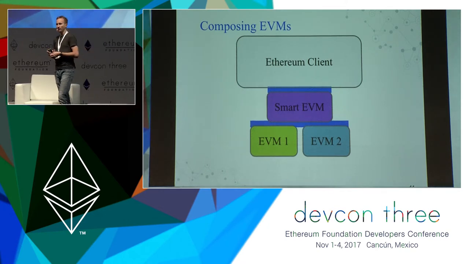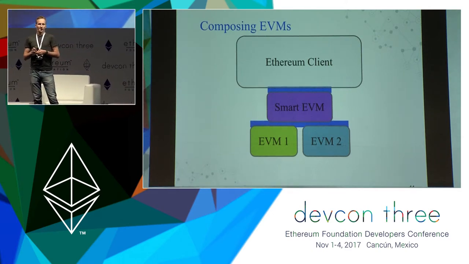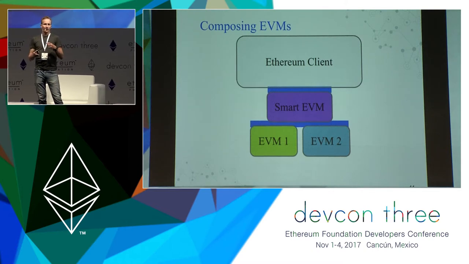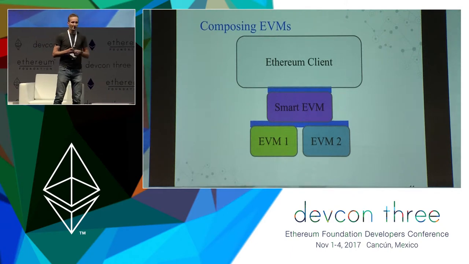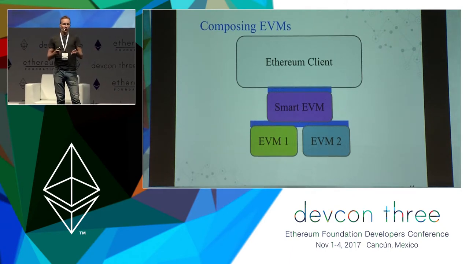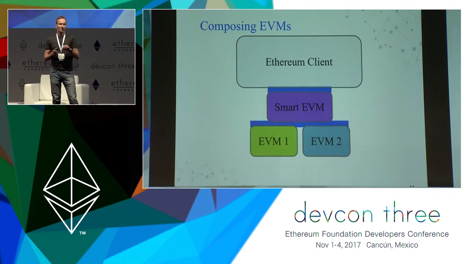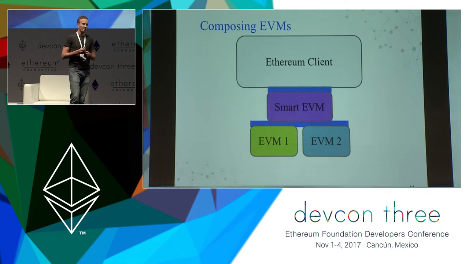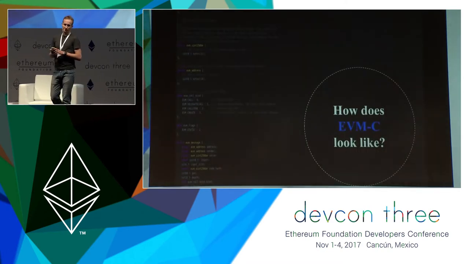The second example of such composition can be having different languages in smart contracts. If we consider the proposed eWASM and EVM 1.0, we can just add a very simple layer on top that can recognize if the smart contract uses the WebAssembly-like language or EVM 1 bytecode.